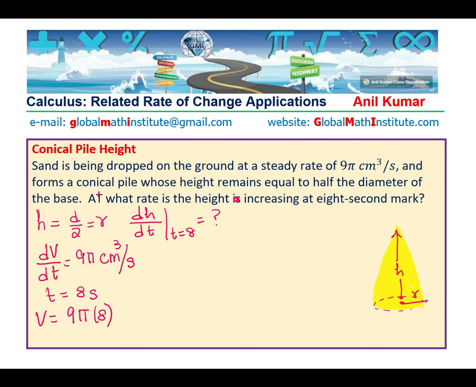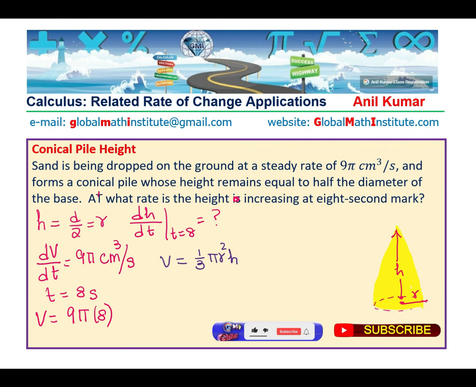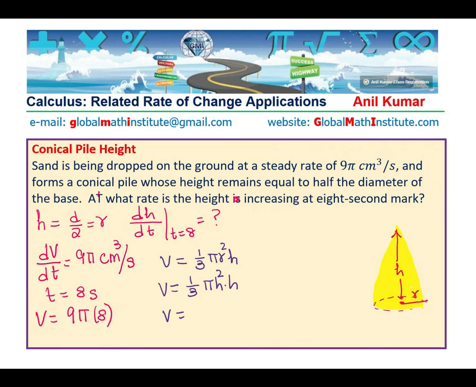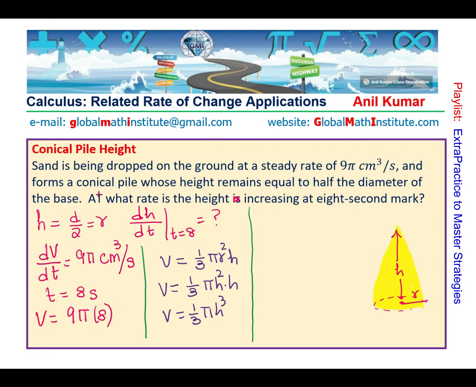Now let's write down the related formula. After all, what is volume? Volume is 1 by 3 pi r squared h. Since r and h are the same, we can rewrite this as volume is 1 by 3 pi h squared times h, which is volume is 1 by 3 pi h cubed. So we have a formula in terms of h itself.